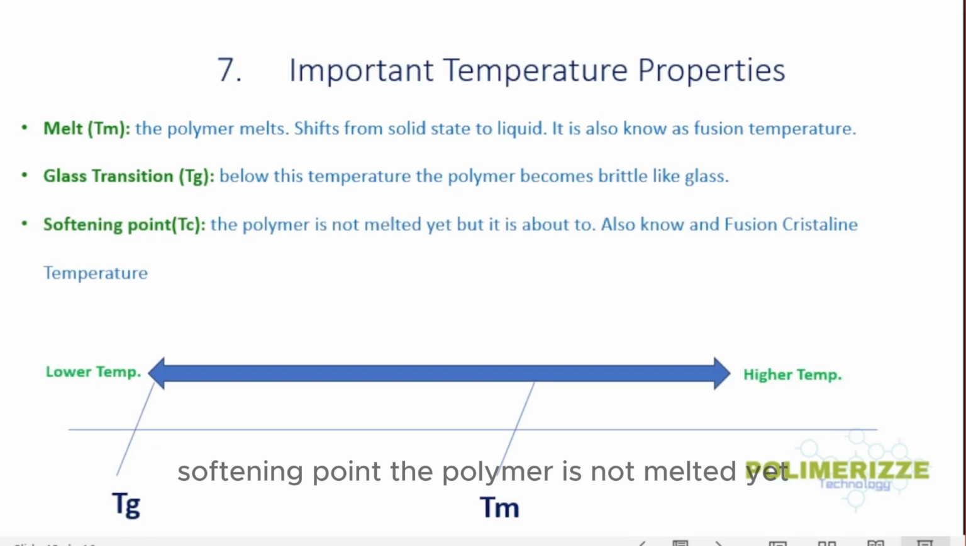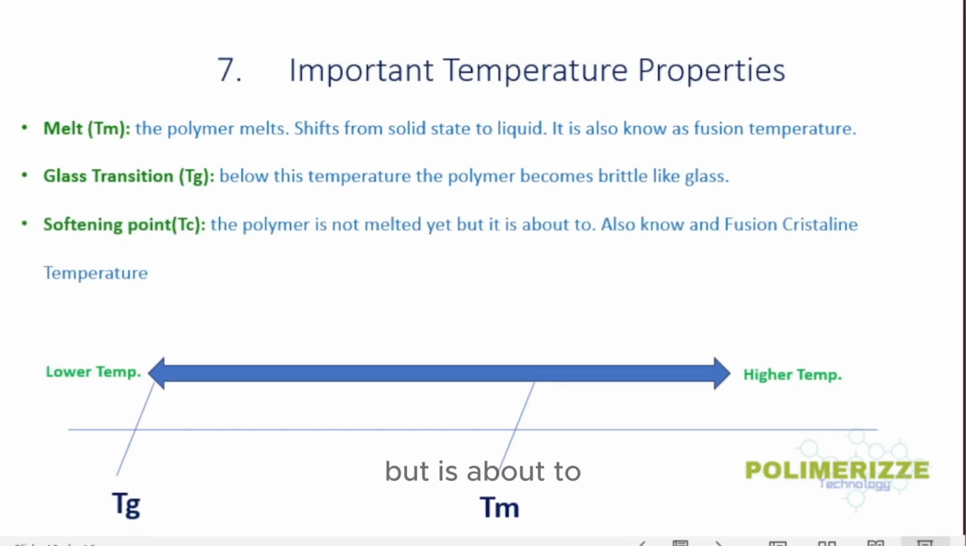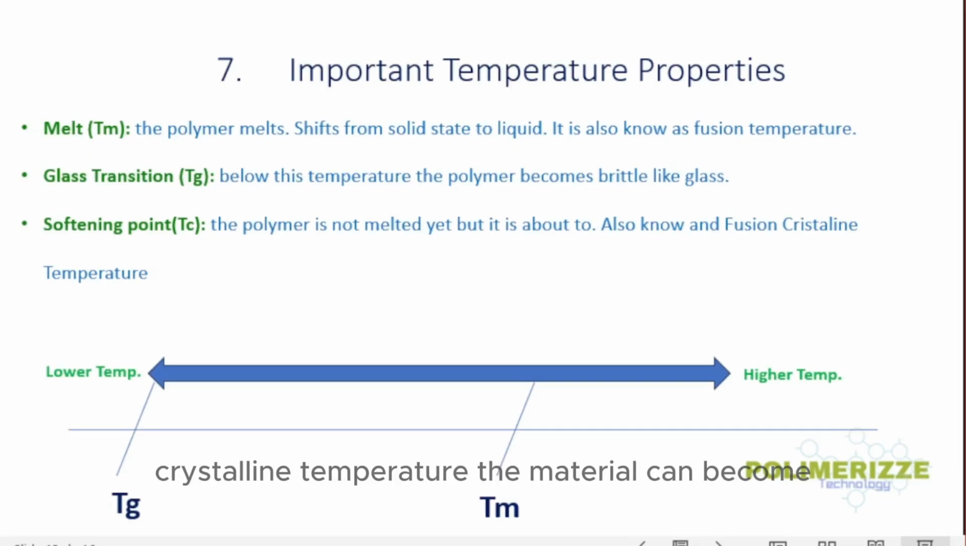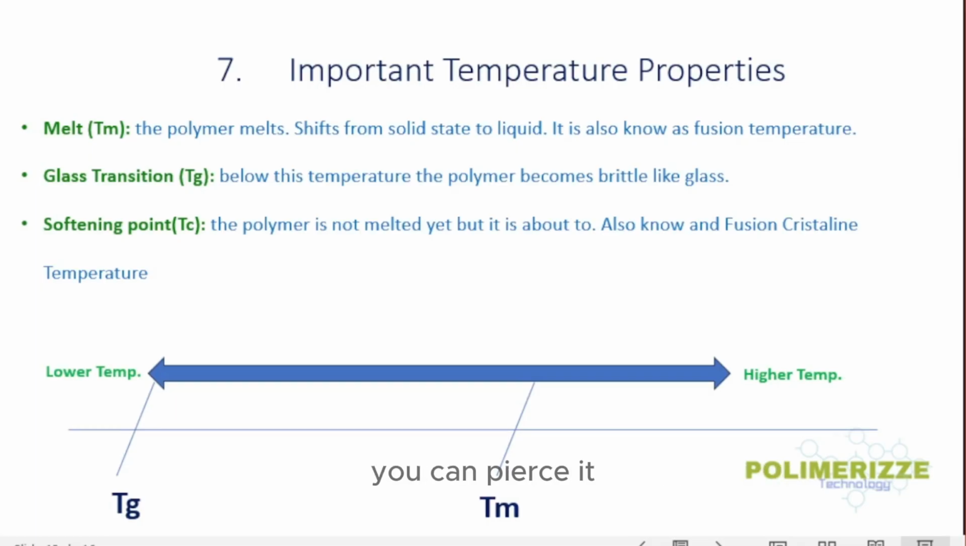Softening point. The polymer is not melted yet, but is about to. This temperature is also known as fusion crystalline temperature. The material can become soft, you can pierce it, or maybe you can even bend the material. Besides, it's not melted yet, but it's soft enough to deform the material.